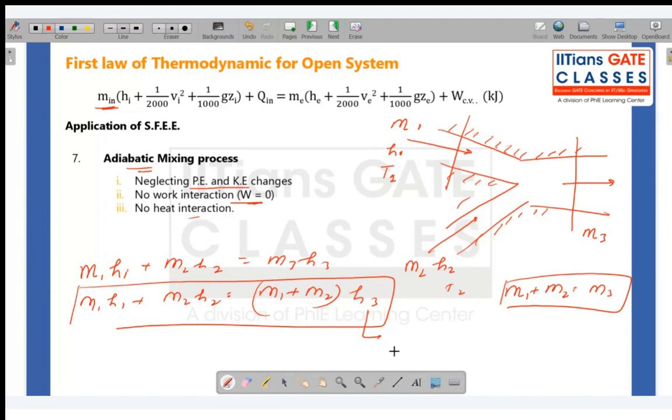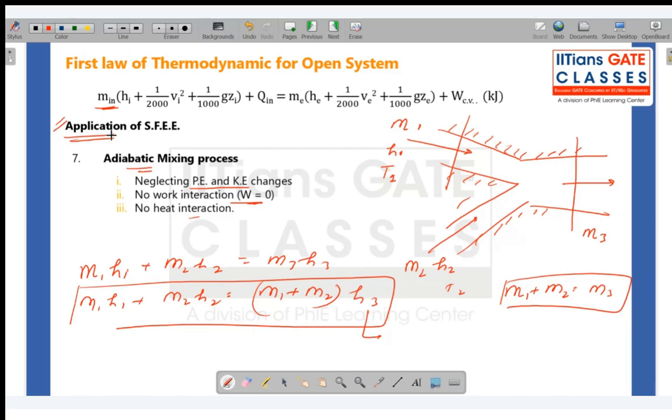Now again, I do not need to do so many applications, and I don't think anyone does so many applications in class. Usually they will teach you the steady flow energy equation, give you two, three applications, maybe a heat exchanger, nozzle, turbine, compressor, and they will be done with it. Then once the question comes, you will struggle with what concept to apply here. But I am giving you questions in the form of applications. These are all questions that they have asked earlier, but I am giving you everything in terms of applications.